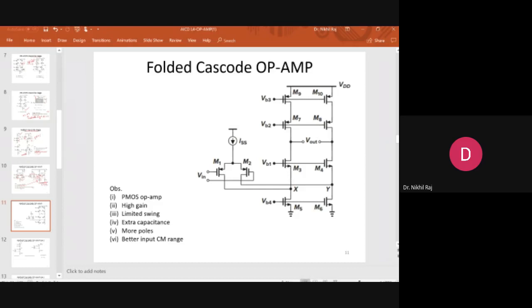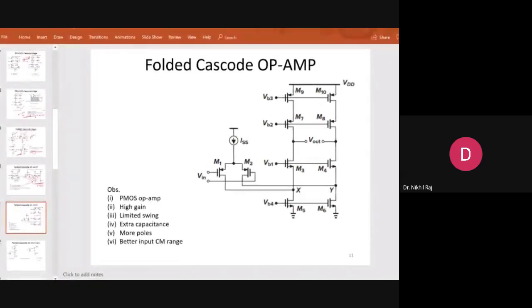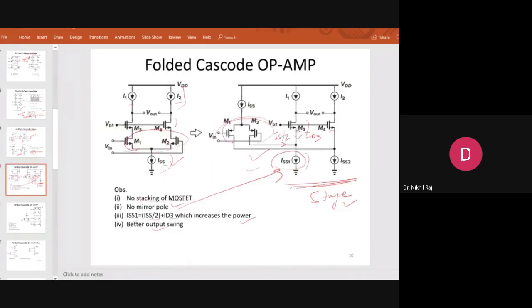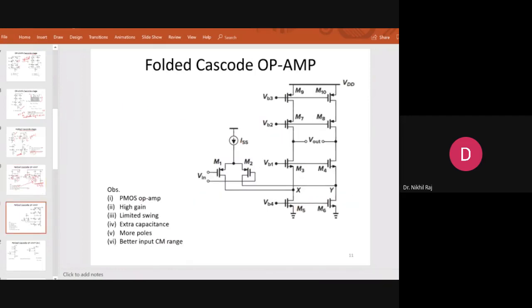And then this is another type, folded cascode, where the cascoding is done in the stages. In the earlier architecture, simple transistors were there. Now in order to improve the gain of the folded cascode op-amp, I will do the cascoding again in the stages. So here the cascoding is done through M7, M8 and M3, M4. Now attaching this extra transistor in the cascode configuration, what will happen? The overall gain of the circuit will be high, and the common mode range will be good.